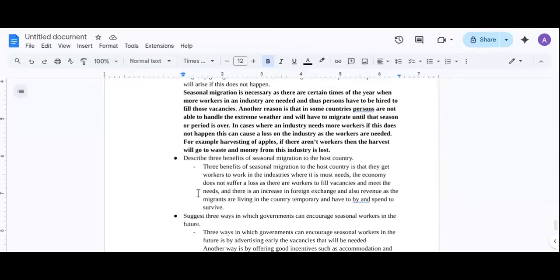Describe three benefits of seasonal migration to the host country. So the host country is the country to which the persons are going.